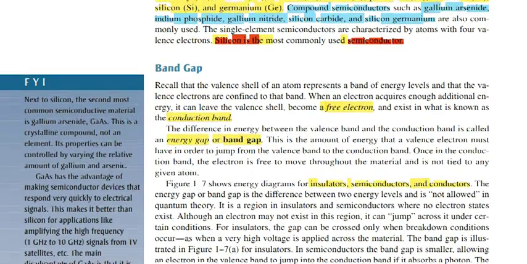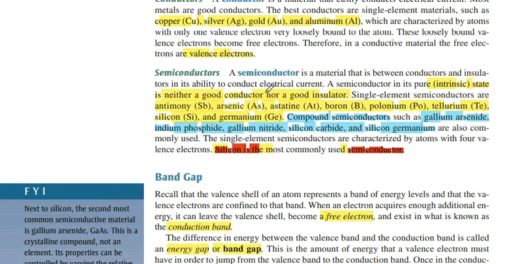Semiconductor. Semiconductors are those materials which lie between conductors and insulators in normal condition or normal form. Normal form means the intrinsic state or pure state, when no impurity has been added into the semiconductor. They are not a good conductor or a good insulator. These are examples of semiconductors, and these are examples of compound semiconductors. And then we mostly use silicon as a good semiconductor.